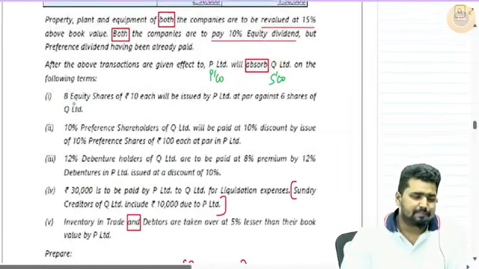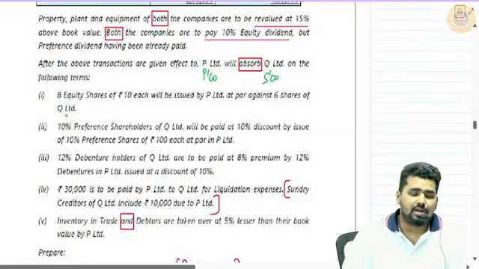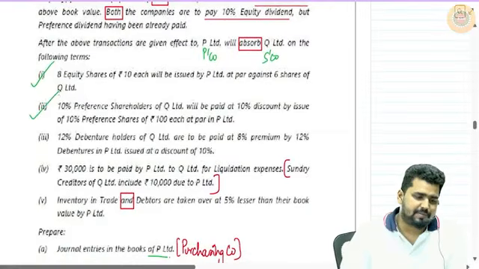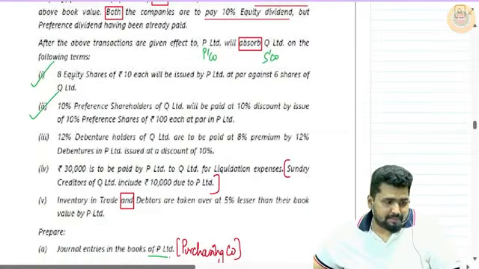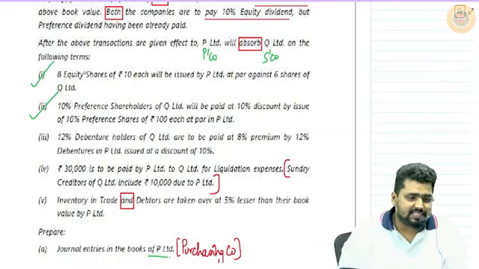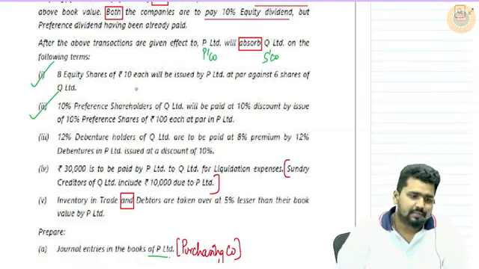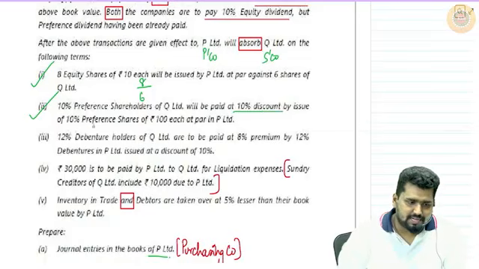Clear? Sir, purchase consideration, what you said, sir? Equity shareholders, preference shareholders, whatever you pay, that should be considered for PC calculation. Yes, sir. Okay, this is equity shareholders payment, this is preference shareholders payment. What we are paying to equity shareholders is 8 equity shares of 10 each issued by P limited at par against 6 shares. So for every 6 shares, 8 shares will be given. Preference shareholders also will be paid at 10% discount by issue of what? Preference shares of 100 each at par.